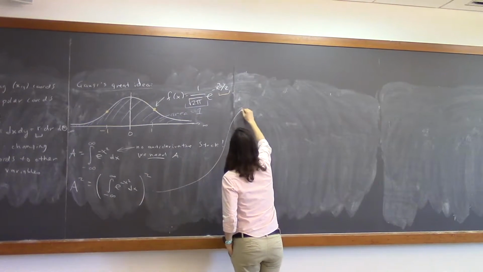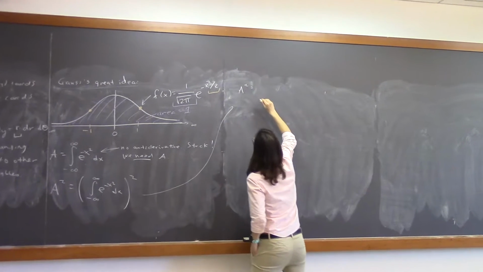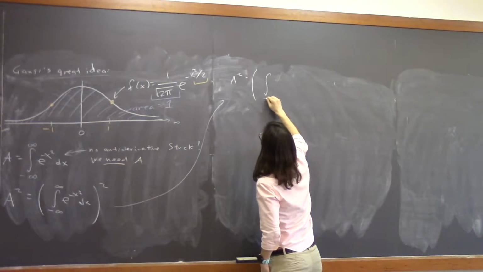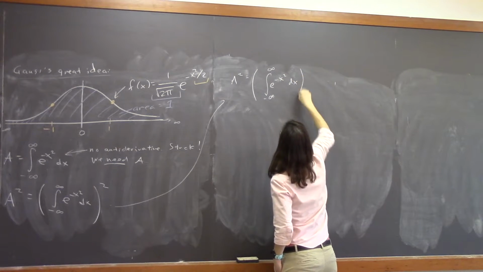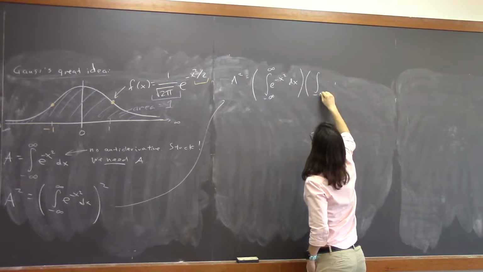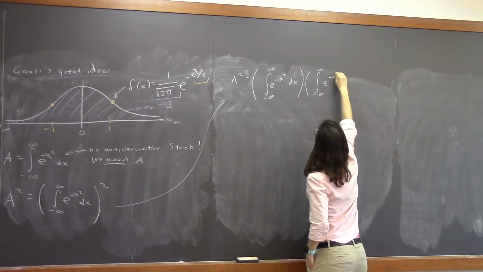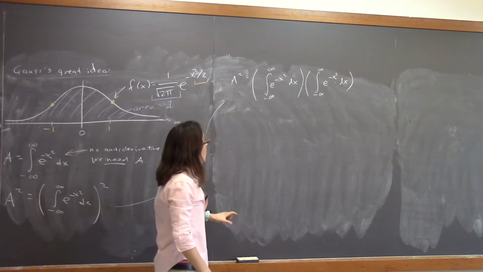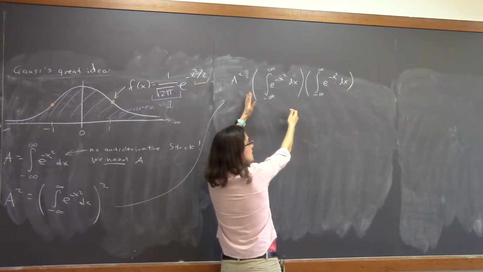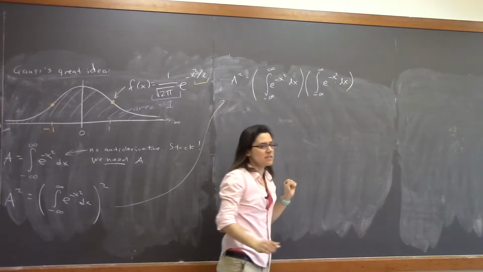So let's write this out. So this tells us that a squared is, I'm just going to write this out, the integral from negative infinity to infinity of e to the negative x squared dx times the integral from negative infinity to infinity of e to the negative x squared dx. Okay, so this is some number. We want to know what it is. This is also some number. We want to know what it is.